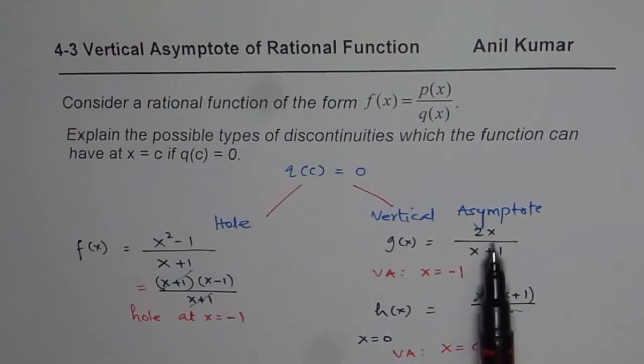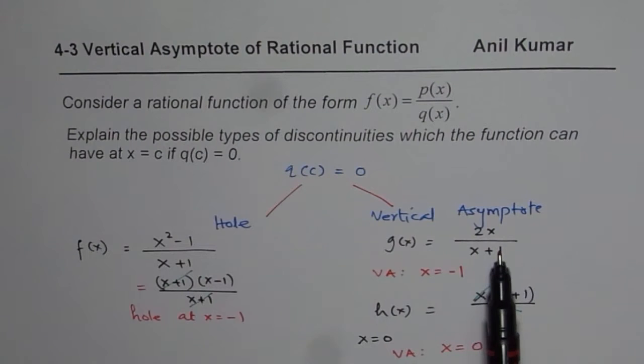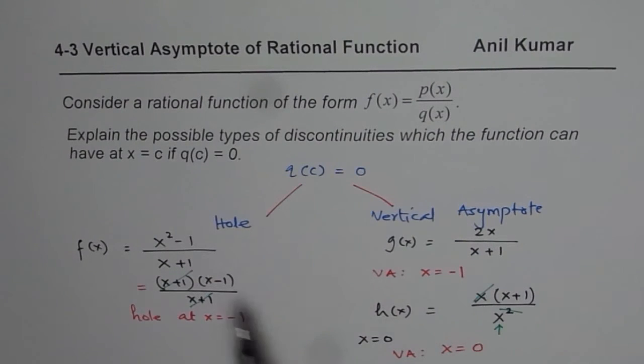So if the denominator is 0 and not the numerator for the same number, we do have a vertical asymptote. However, if the denominator is 0 and the numerator is also 0, we need to check their degree. Whose degree is higher? If the degree of both is the same, then we get a hole. If the degree of the denominator is higher, we get a vertical asymptote. So there could be a scenario like that which you should keep in mind.